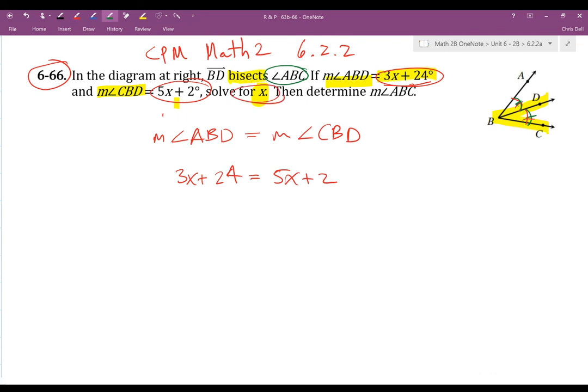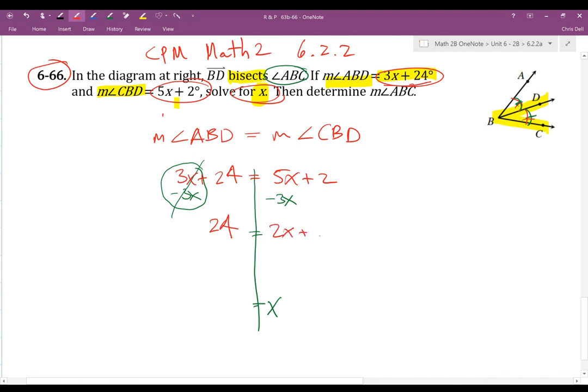So now I've got an equation with one variable. Get all my variables on one side, all my numbers on the other, and isolate my x. I'm going to get x on this side because I can see I'm going to keep my coefficient positive that way. So if I subtract 3x, that goes away, and what you do on one side, you do the other. So now I have 24 is equal to 2x plus 2.